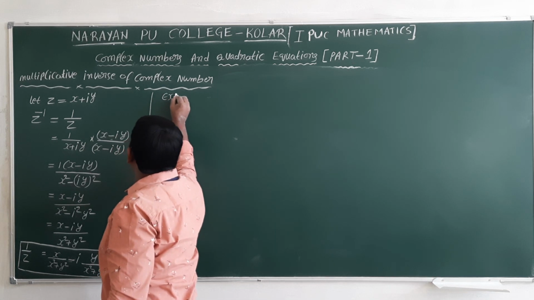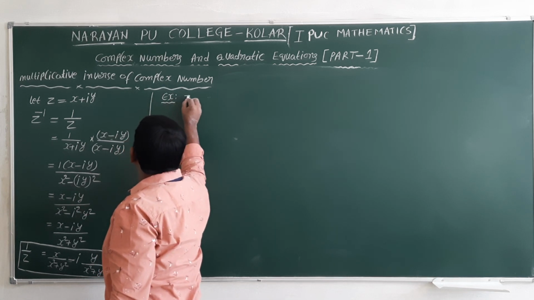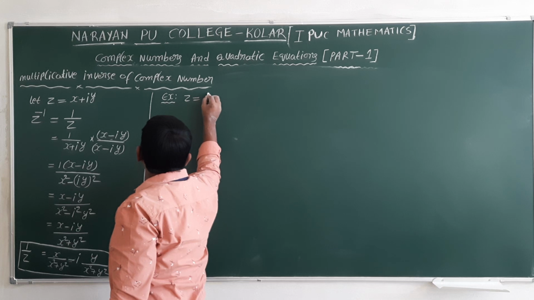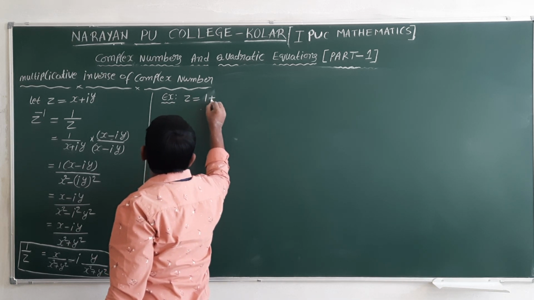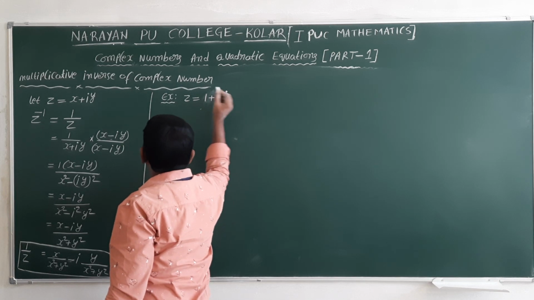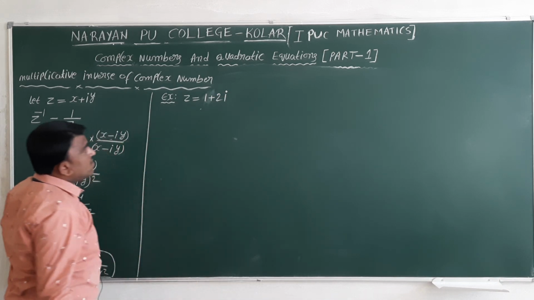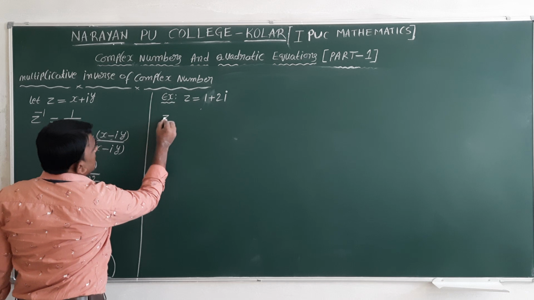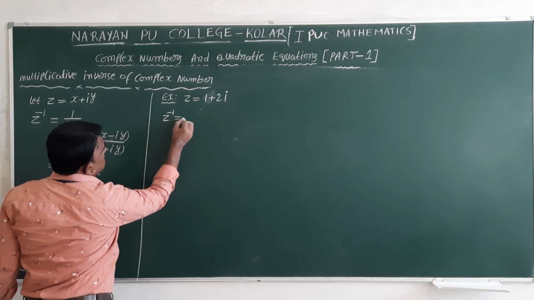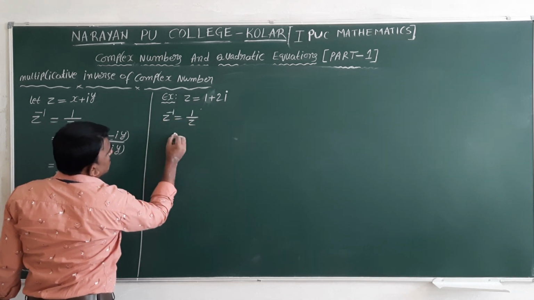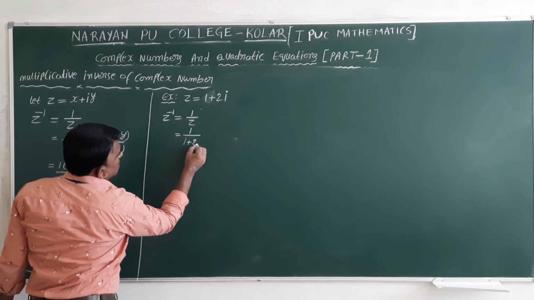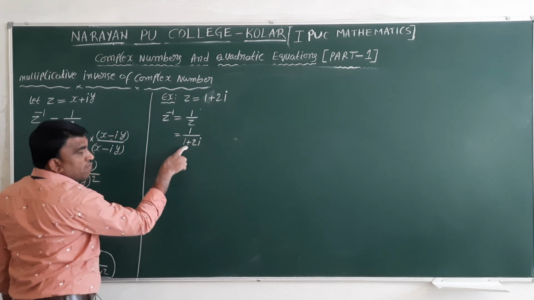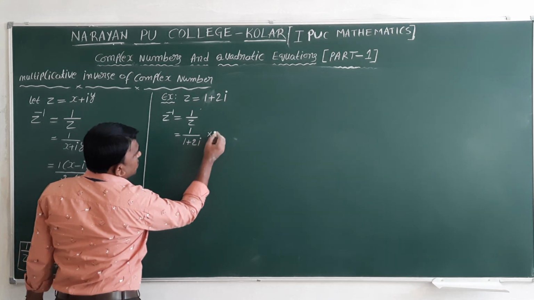Let us take an example, z equal to 1 plus 2i. You can take any complex number, not only this compulsorily. So how to calculate the z inverse? Z inverse equal to 1 by z. 1 by z is nothing but 1 by 1 plus 2i. So 1 minus 2i, divide and multiply, rationalization of the denominator.